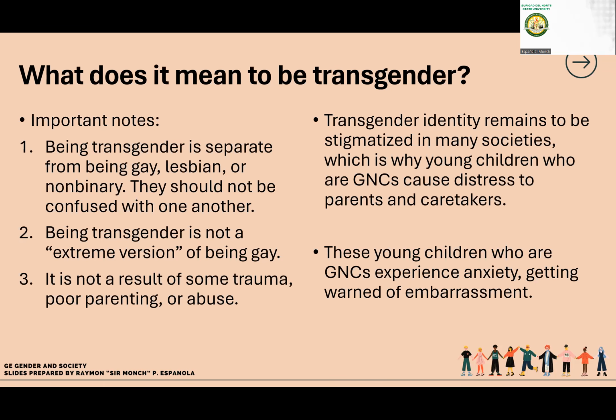Okay. And last thing, it's not a result of some trauma, poor parenting, or abuse. As I mentioned earlier, as early as 3 years old, children or toddlers already have their sense of gender identity. Okay? So sa kana nga early age, walay necessary trauma or poor parenting or abuse that have to occur for an individual to become transgender. Sometimes it's in the brain, and later we will cover that also, no? We will cover that in future chapters, future lecture videos.